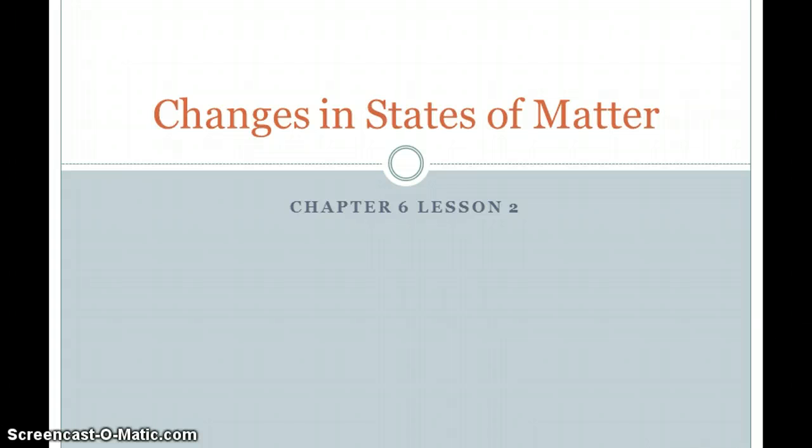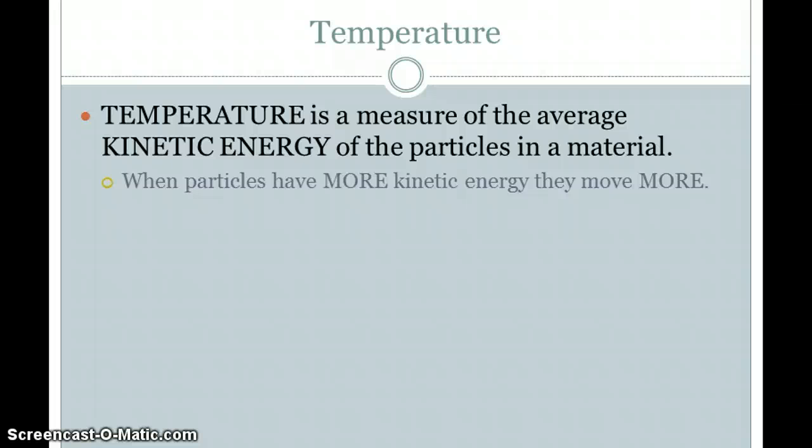So we talked about states of matter already in lesson 1: solid, liquid, gas, and plasma. Now we're going to talk about how we change between those states. So the first term you have is temperature. And temperature is a measure of the average kinetic energy of the particles in a material.